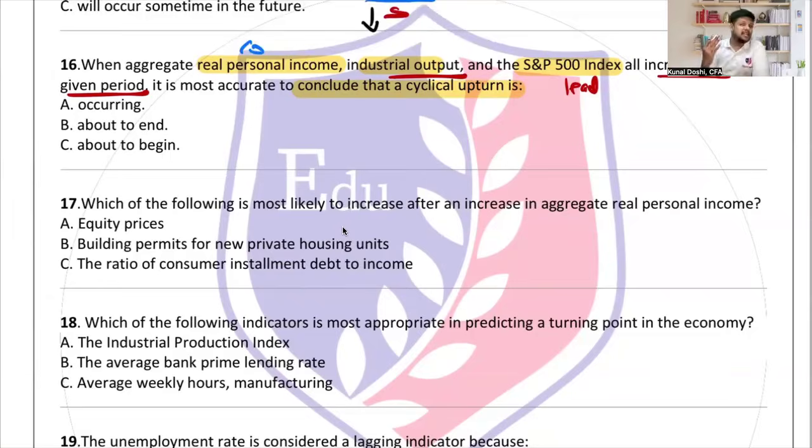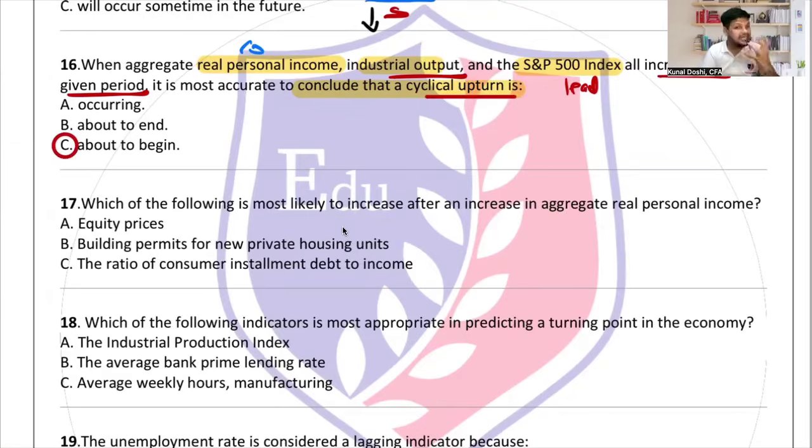Then you will see those reflections happening in the other indicators also. But when all of the indicators are moving up together, that means there is a change in the cycle. So what is going to happen? It is most likely to conclude that the cyclical upturn is about to begin. About to begin. I'll repeat, it sounds very tricky, but that's an accurate answer.